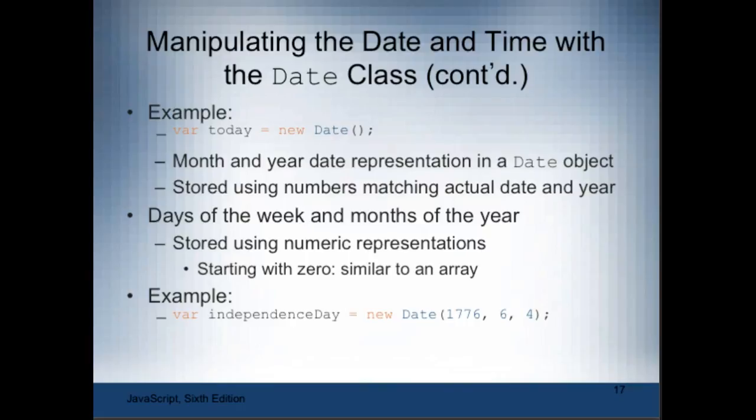The following statement demonstrates how to specify a specific date with a Date constructor function. In this example, the date assigned to the independenceDay variable is July 4th, 1776. var independenceDay = new Date(1776, 6, 4); with 1776 for the year argument, 6 for the month argument, and 4 for the day argument.